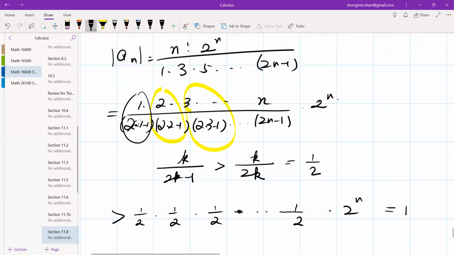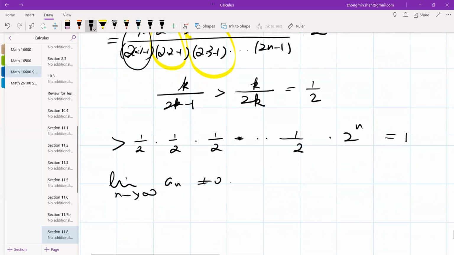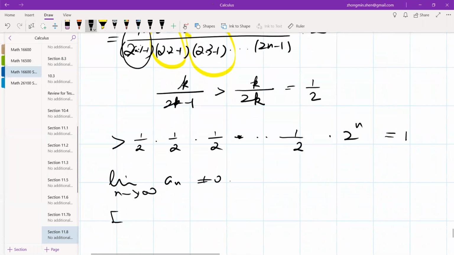So that term, the absolute value of a_n, is always greater than or equal to 1. So it does not approach 0. That's why it's divergent. The power series is divergent for absolute value of x equal to 2. So the series is divergent for absolute value of x equals 2.